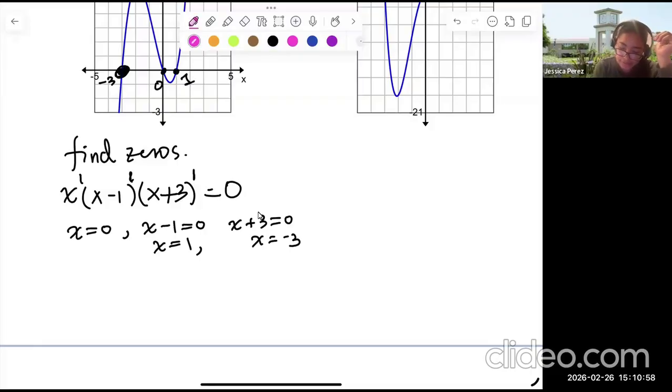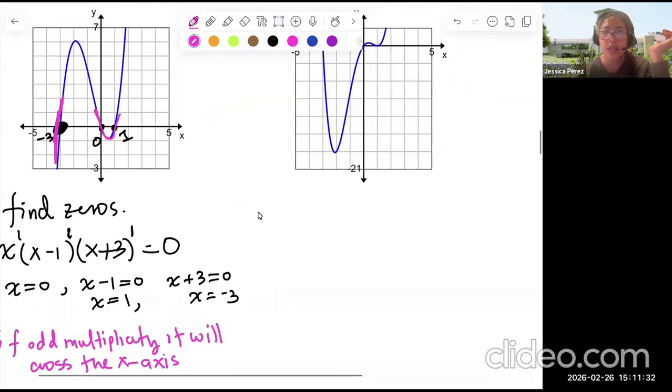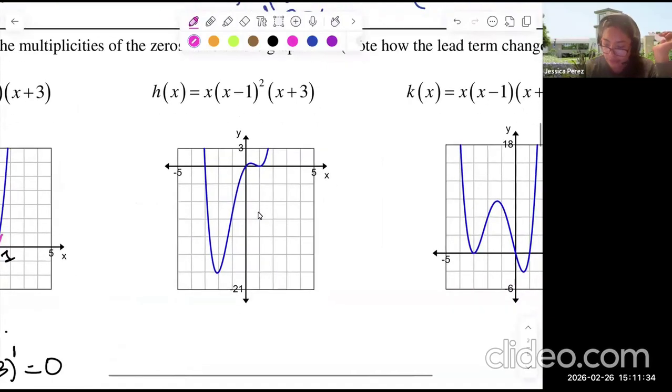So notice that if it has an odd multiplicity, it's going to cross the x-axis. So if I have an odd multiplicity, it will cross the x-axis. Notice here that it crossed the x-axis, and then I have another zero where it crossed the orientation from positive to negative, and then from negative to positive. So if we have an odd multiplicity, we will cross the x-axis. Now, what does that change on the next example?